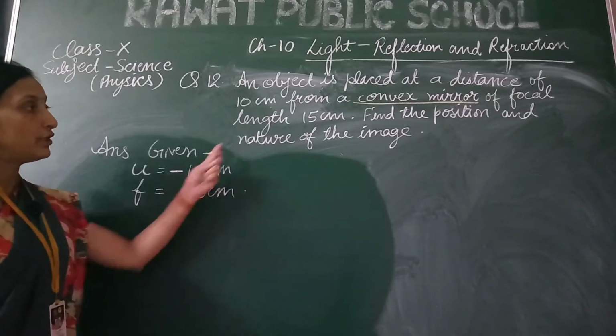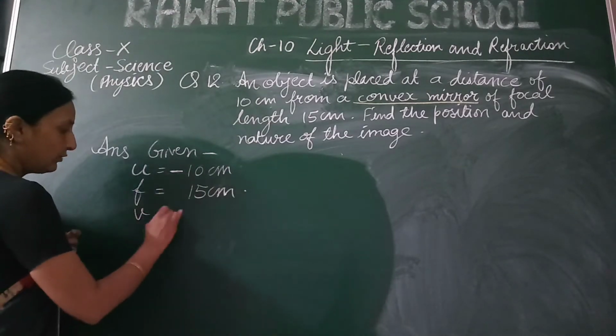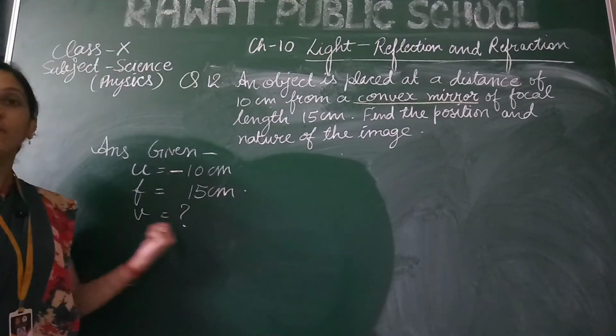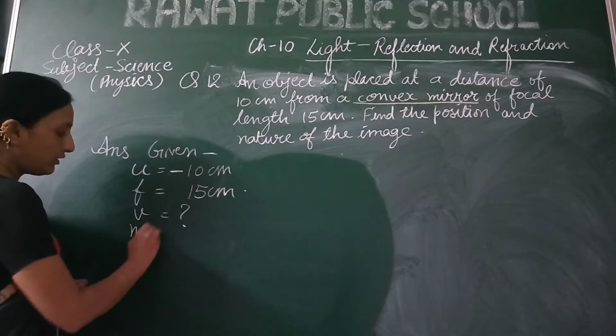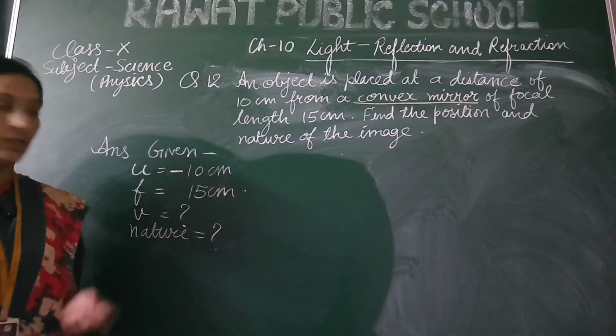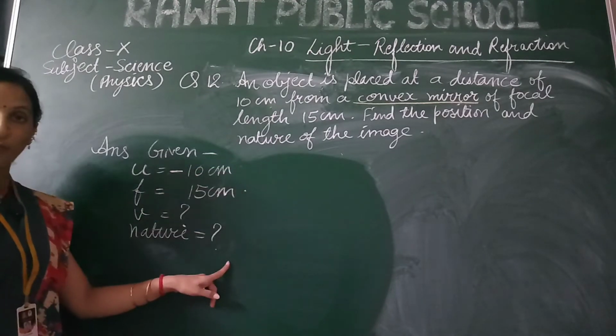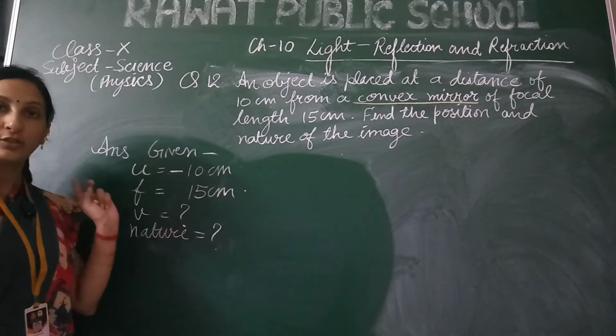Find the position and nature of the image. Position of the image means the V. The distance of the image हमें बतानी है. And the nature of the image. इसके साथ ही हमें बताना है इसका नेचर कैसा है, ये किस तरीके की इमेज है. So this is given. We have to find out V and the nature.